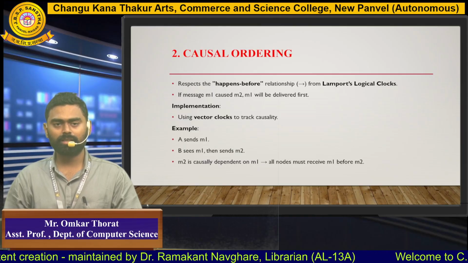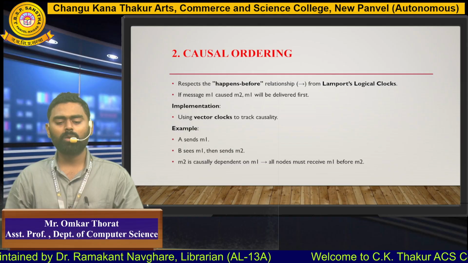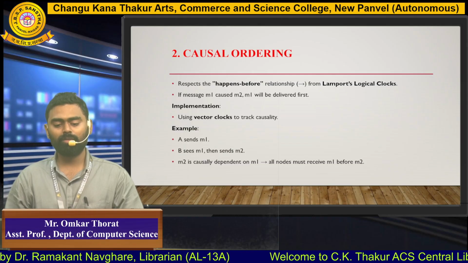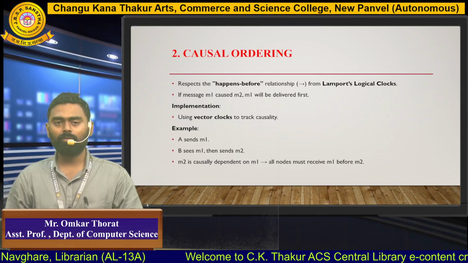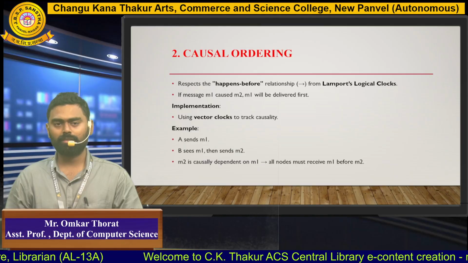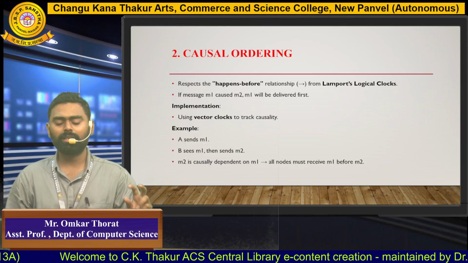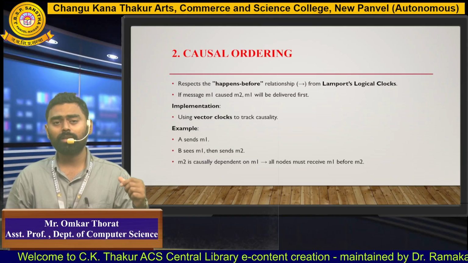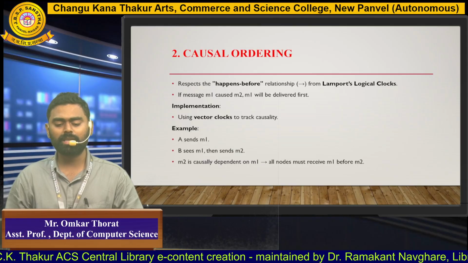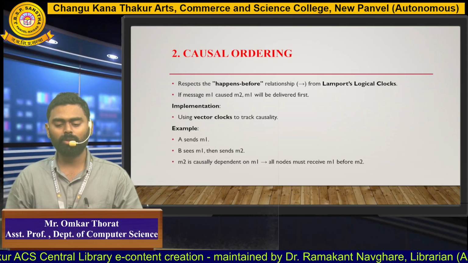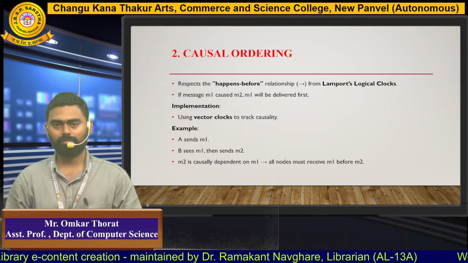Let's understand by example. A sends message M1, B sees M1 and then sends message M2. It means that when A sends M1 to B, B sees that M1 message and then, in the form of a reply, sends a message from B to A. So M2 is causally dependent on M1. All nodes must receive M1 before M2.